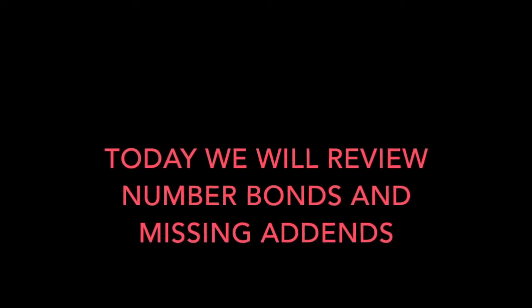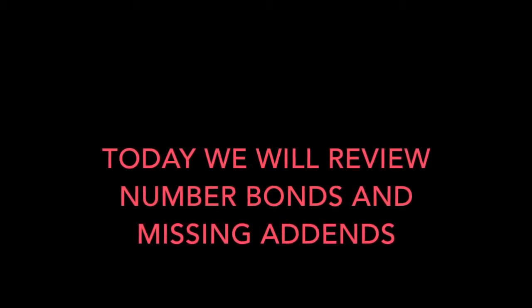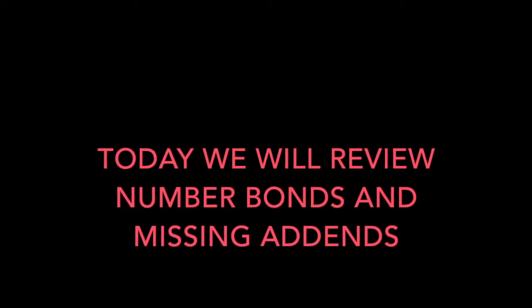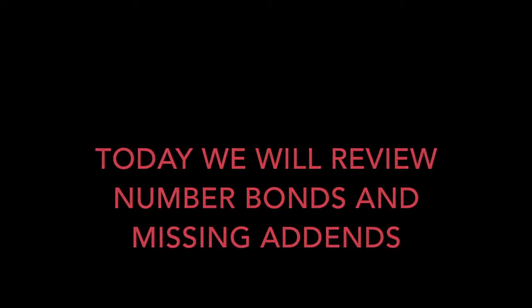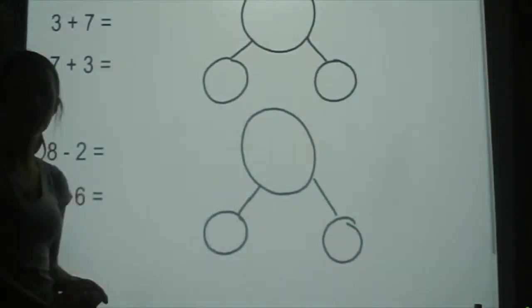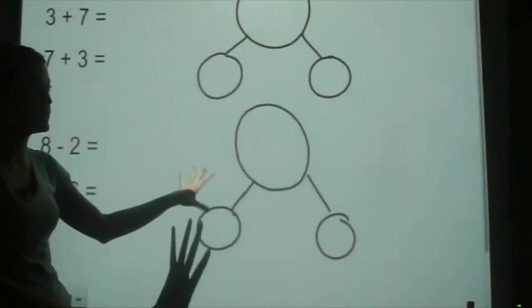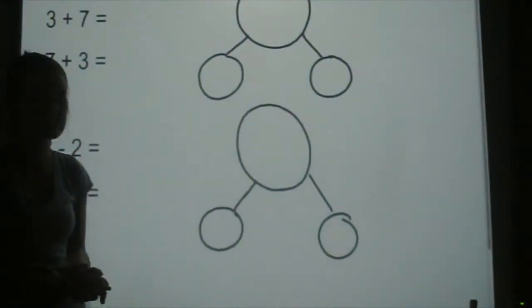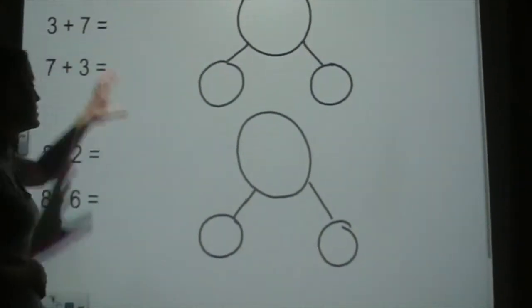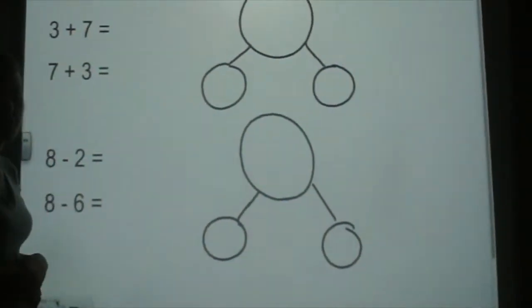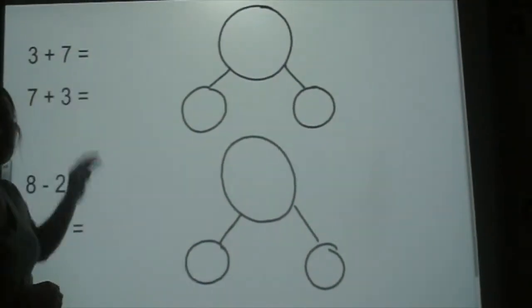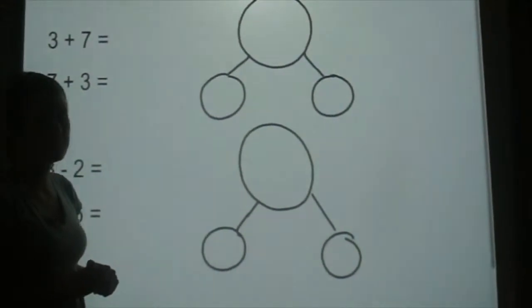Today we will review number bonds and missing addends. Alright, so what we're doing today is just having a little bit of review of what we learned last week with number bonds, 10 frames, and those missing addends. So the first thing that we're going to be looking at is our number bonds. We're going to be doing a set of addition and subtraction with our number bonds. And what we're going to be focusing on is something called commutative property.